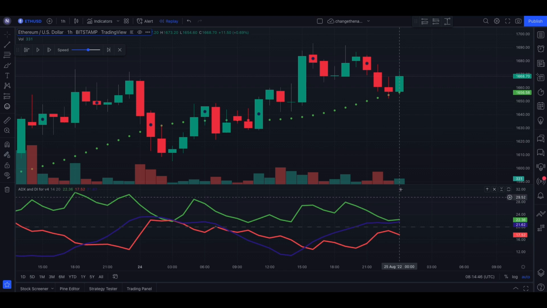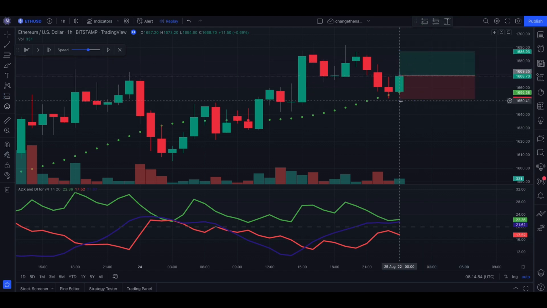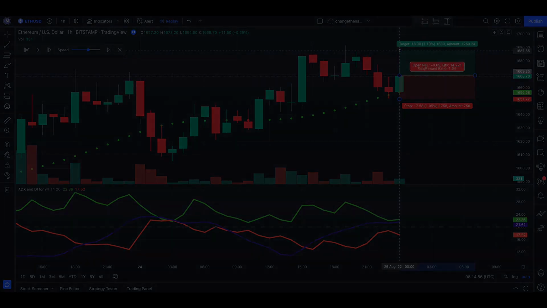In this example, we see all our conditions are met, so we're going to go ahead and enter a long trade. Now our stop loss will be set at the recent swing low, and we're going to be targeting 1.5 times the risk.